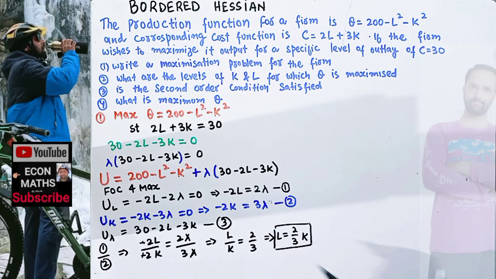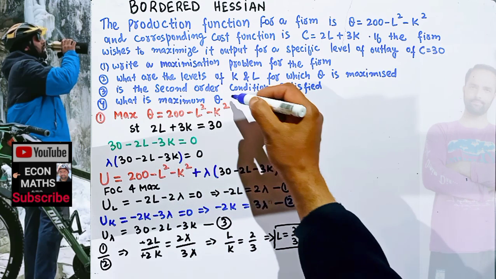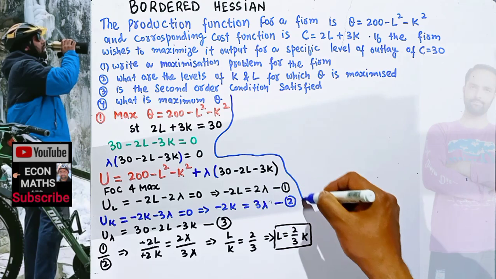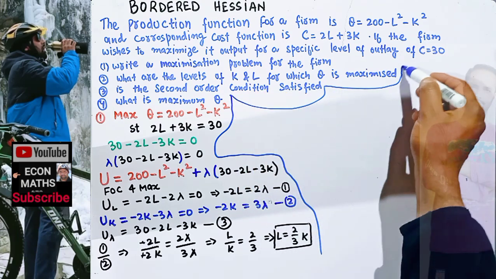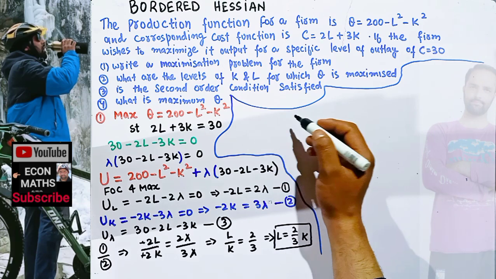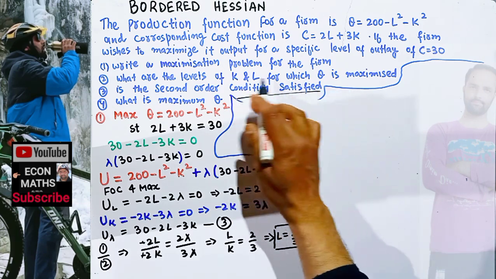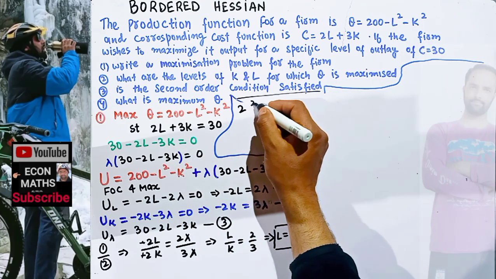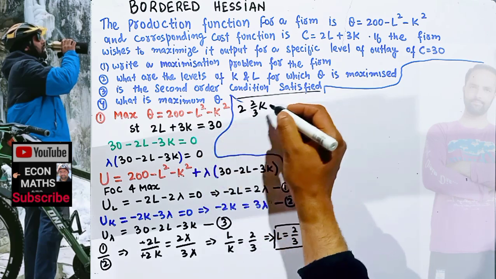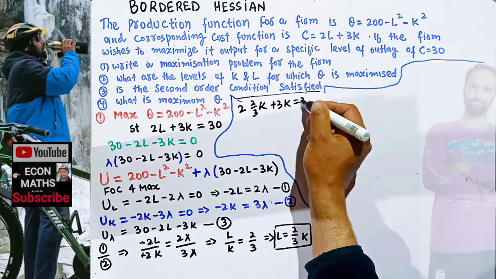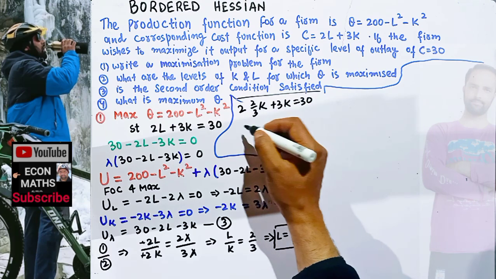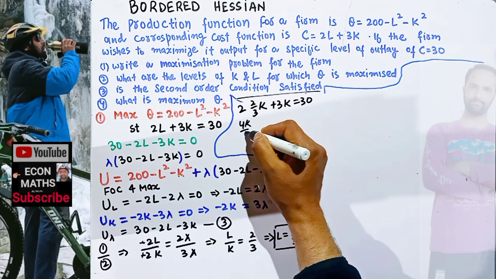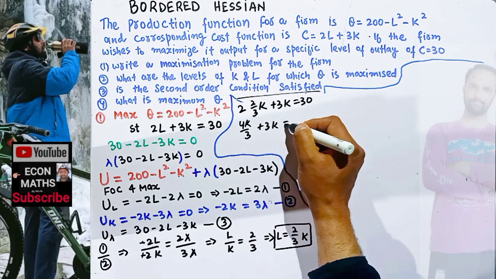After that, what will we do? We simply plug the value of L is equal to 2 upon 3K either into this third equation or into our cost constraint. Let us put it into the cost constraint function. In place of L we have 2 upon 3K, so 2 upon 3K plus 3K is equal to 30, which becomes 4K upon 3 plus 3K is equal to 30.